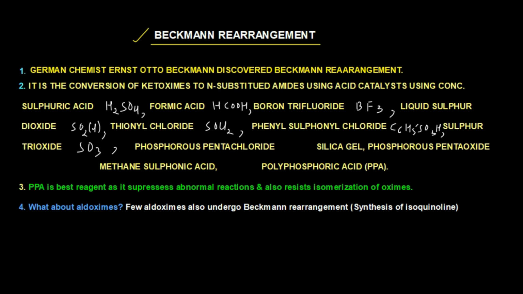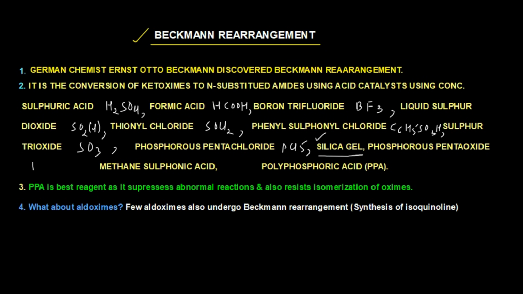And phosphorus pentachloride, PCl5, can also be used. Silica gel can also be used in this particular reaction. Silica gel is a very important material in column chromatography and also in thin layer chromatography. But in column chromatography and thin layer chromatography, we use different kinds of silica gel. That silica gel can also be used in this Beckmann rearrangement as well.